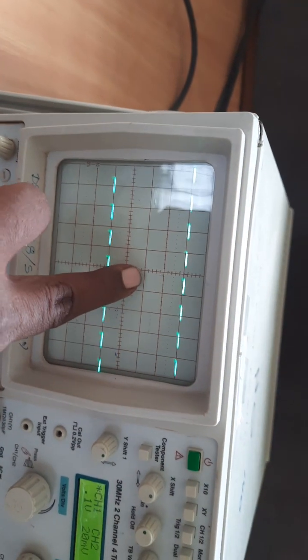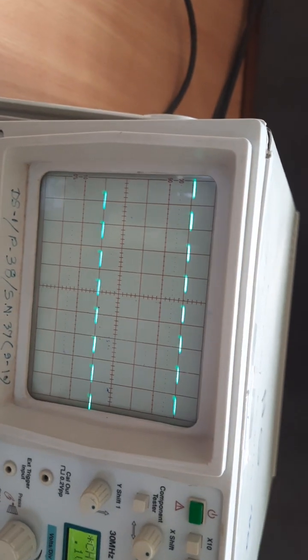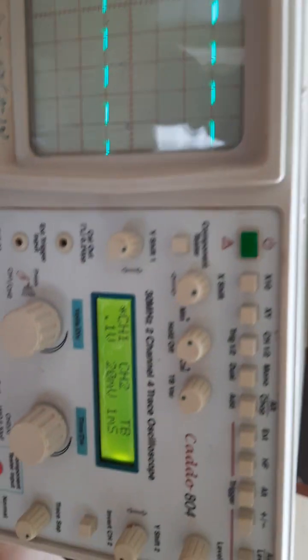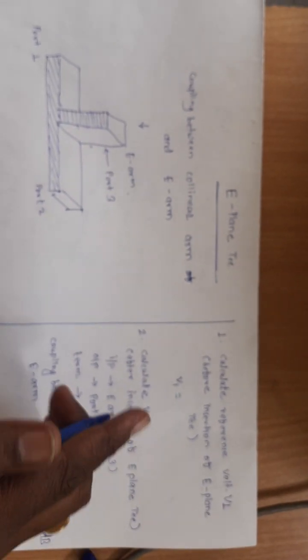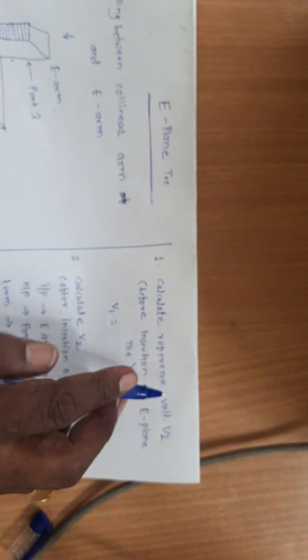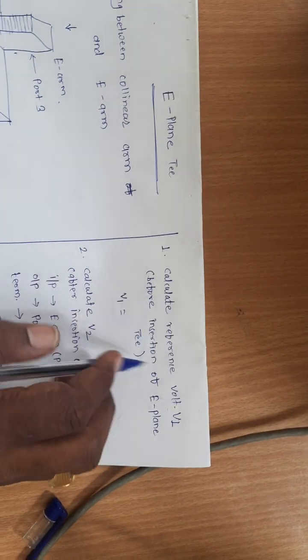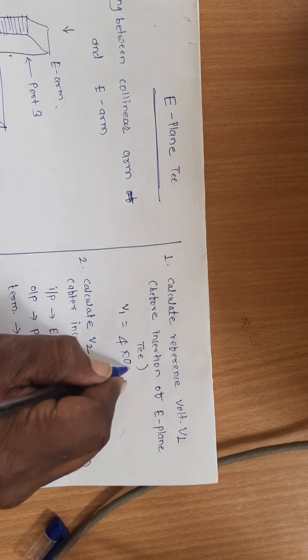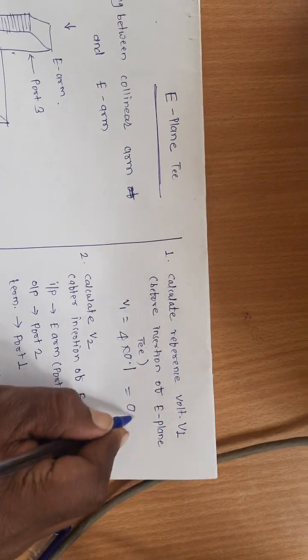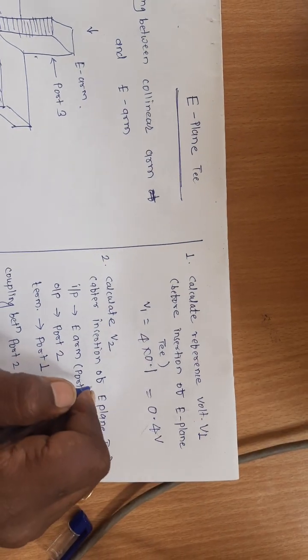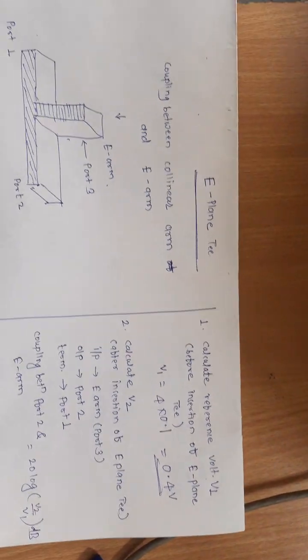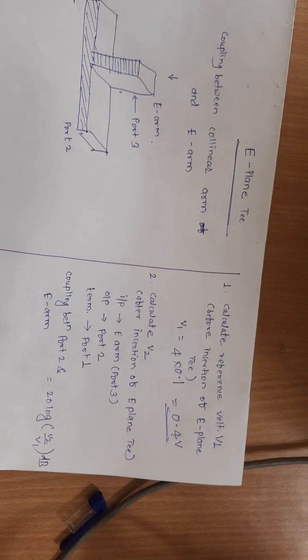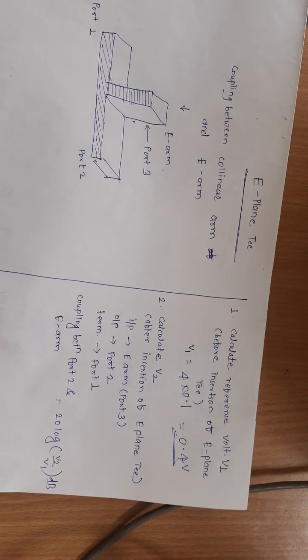So it is 1, 2, 3 and 4. So it is 4 multiplied by 0.1. This is nothing but the reference voltage I am taking. I am calculating the reference voltage V1 before insertion of the E plane T. So V1 is equal to 4 into 0.1, that is equal to 0.4 volt. So this value we are taking as the reference value for your E plane T coupling factor calculation, right?